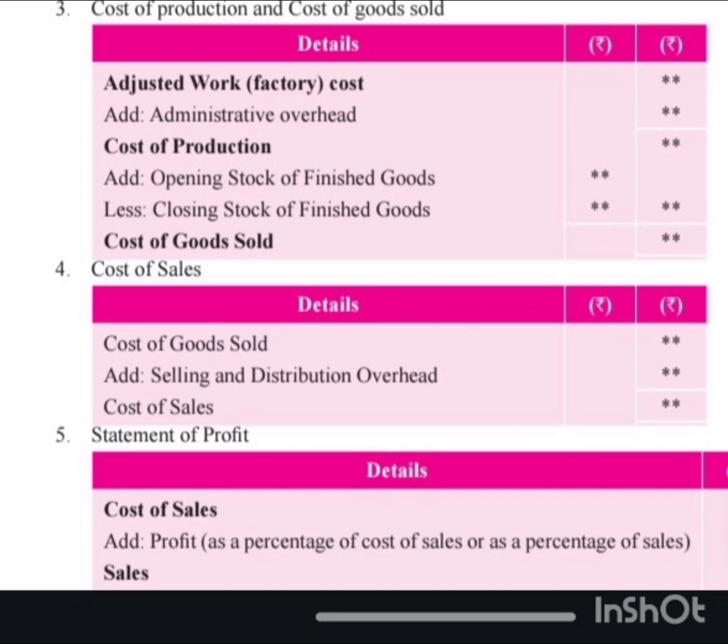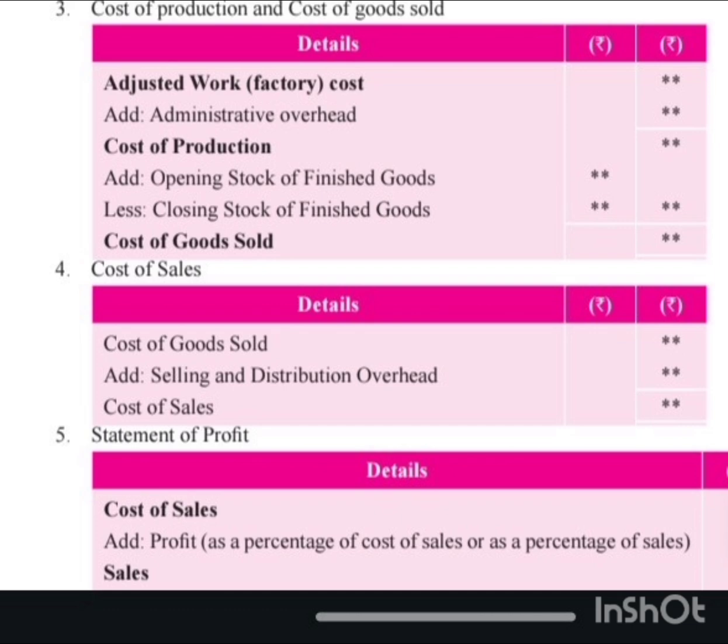The next topic is total cost. To wrap it all up, we add administration overheads related to sales, like office salaries and admin expenses, to the cost of sales. That gives us the total cost.